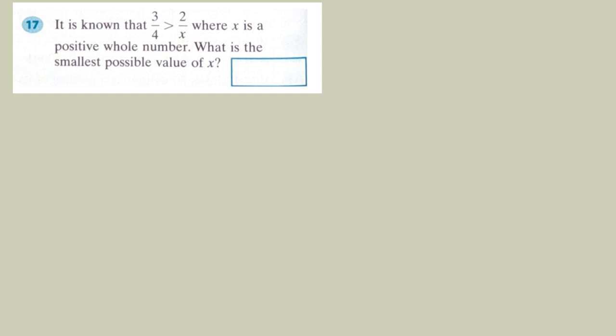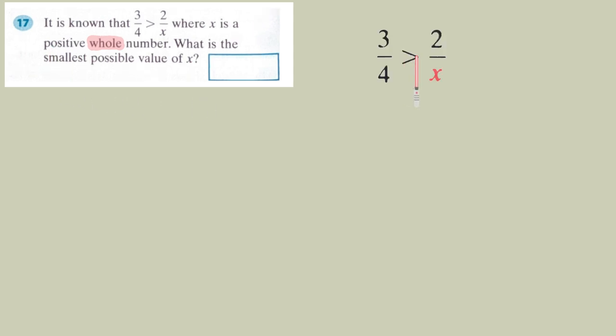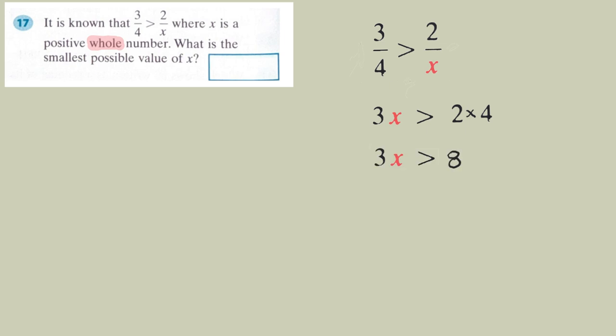It is known that 3/4 is greater than 2/x, where x is a positive whole number. Make sure you get the fact that it is a whole number. That's important. So what is the smallest possible value of x? So this sign here will not change if we cross multiply. After cross multiplying, we get 3x greater than 2 times 4, which is 3x is greater than 8.